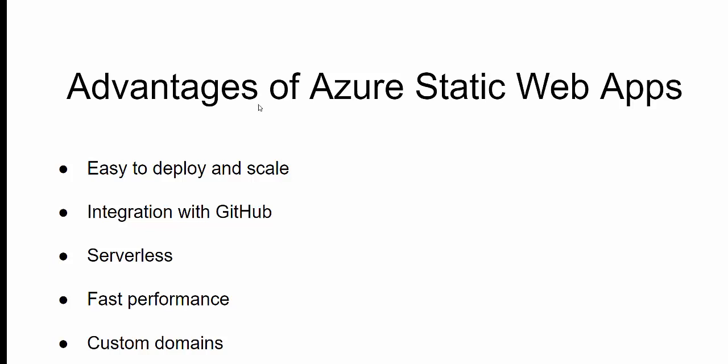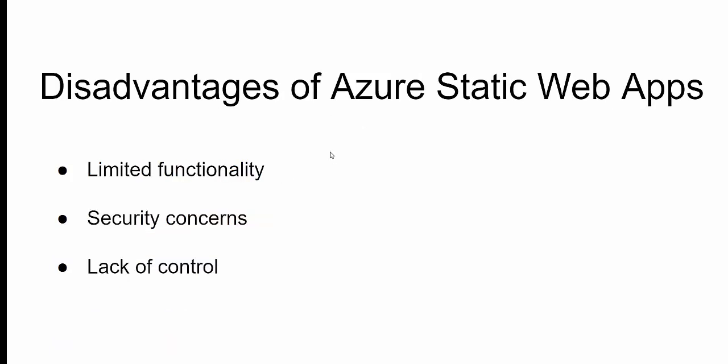Now let's see what the disadvantages of Azure Static Web Apps are. First one, limited functionality. Azure Static Web Apps are limited in their functionality since they do not support server-side code or a backend database. This means that developers may need to use other services or technologies to build more complex applications. Security concern. Azure Static Web Apps are serverless, but they are vulnerable to security threats like DDoS, distributed denial of service attacks. Developers need to take additional steps to ensure their web application is secure.